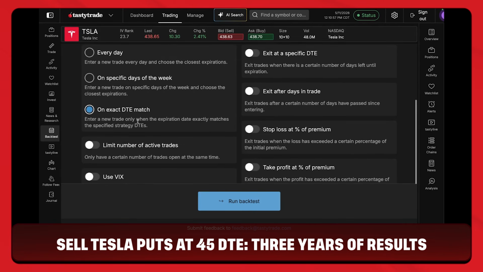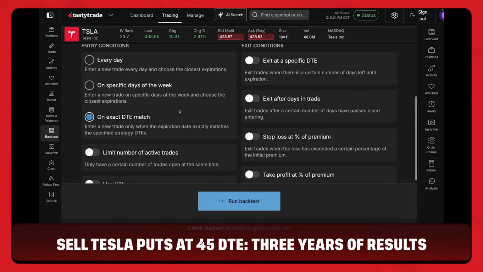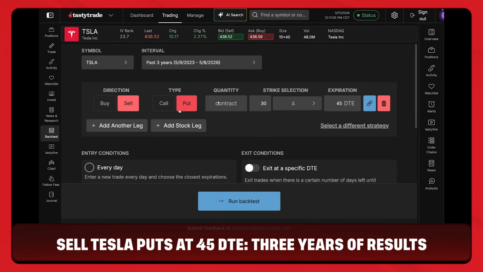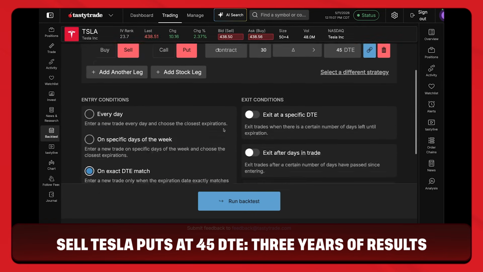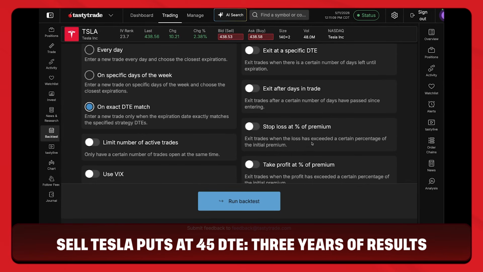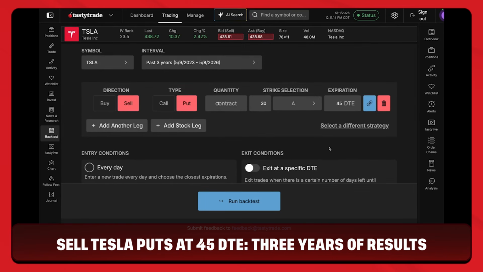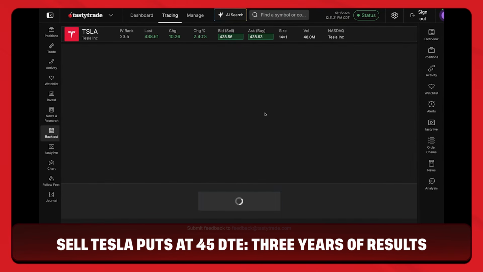And I'm just going to let it go to expiration. I'm not going to close it early. I'm not going to do anything like that, like a stop loss at a percent of premium or a take profit at a percent of premium. Let's just leave it like that for now. Let's run this backtest and take a look at some numbers. Okay, so this is selling a 30 delta put with 45 days to expiration. Here's the performance.